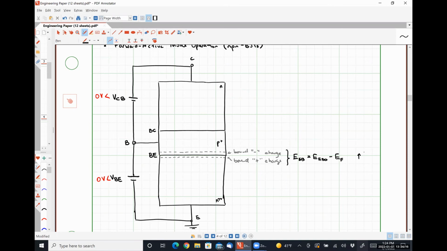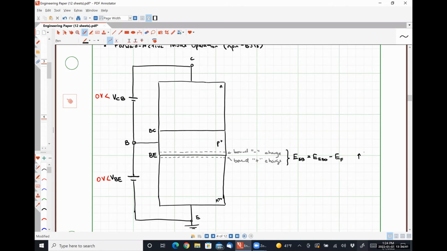E_B0. So effectively the unbiased electric field is reduced proportionally to the application of the forward bias voltage, which we discussed when we were dealing with PN junctions, right? The reverse bias conditions on the base-collector junction are going to have a similar situation, right?